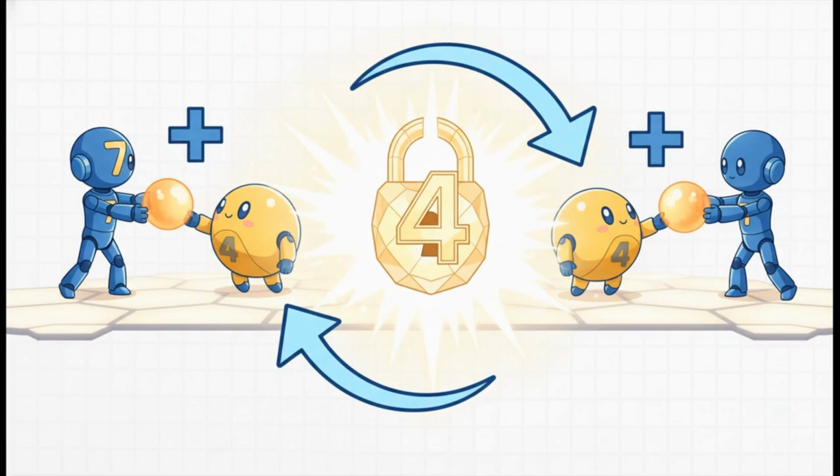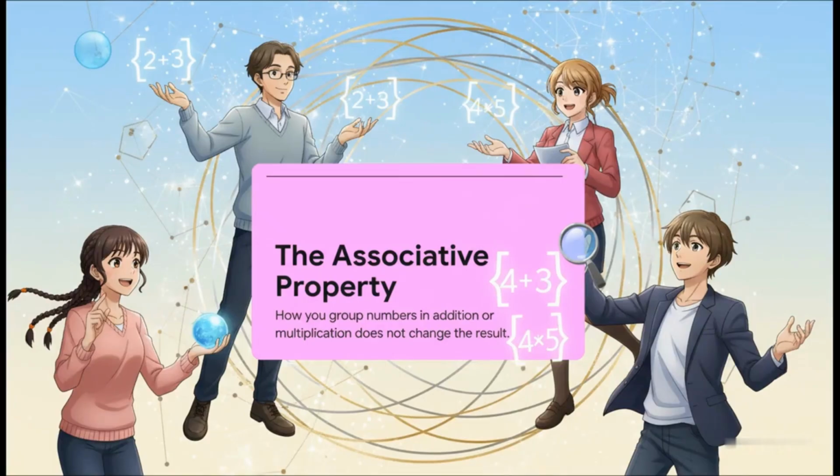What's the missing number? Well, because of the commutative property, we know that 7 plus 4 is exactly the same as 4 plus 7. The missing number has to be 4. The rule just gives us the answer. Next up is the associative property.